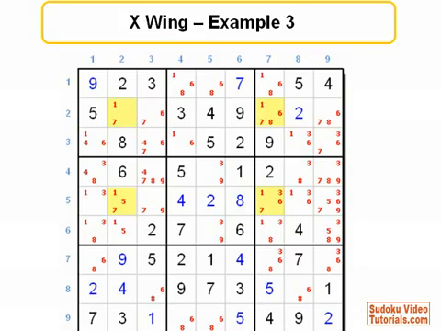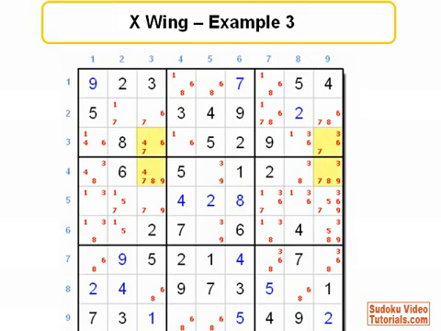Now, how about this formation? Do you think this is an X-Wing? Well, it sure looks like an X-Wing because once again, each of these cells contains a 7 and forms a rectangle. But it's not an X-Wing because there's also these other 7s in rows 2 and 5. For it to be a true X-Wing, there should not be any 7s in rows 2 and 5 except for the highlighted cells. So be very careful in identifying X-Wings.